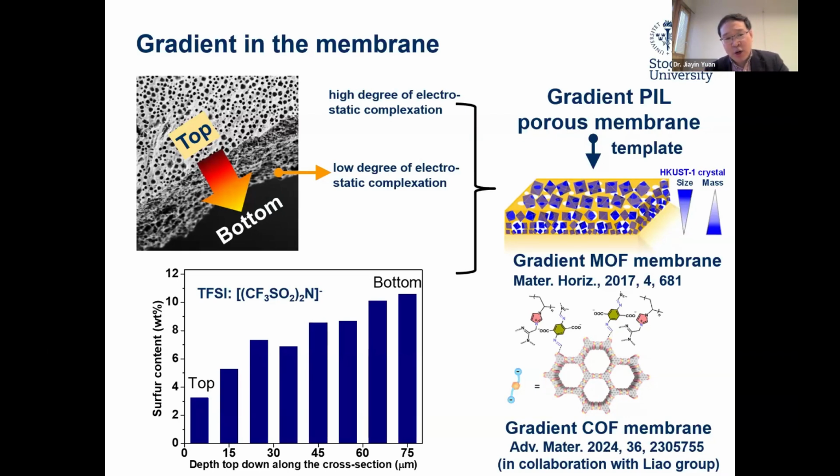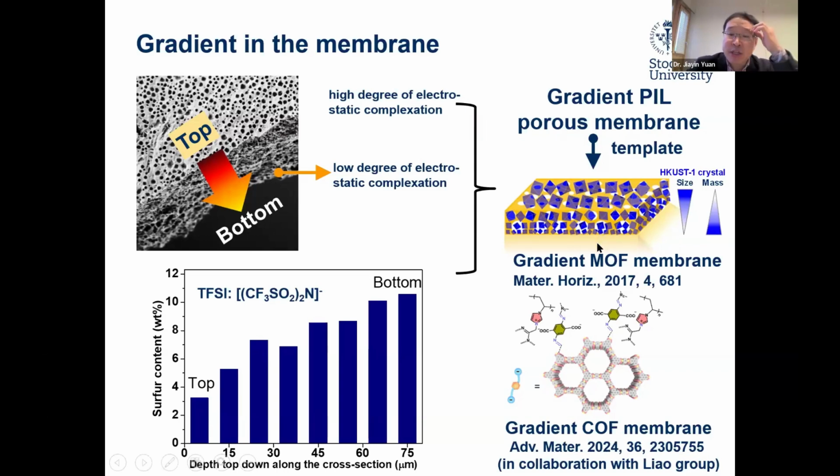The gradient structure is also very helpful to template other functional porous membranes. We use a chemistry here, since we have the PRL with polyacid. If you play the chemistry very well, you could use a gradient membrane to template functional membranes of MOF and COF. In the case of COF, you use trimesic acid to replace polyacrylic acid. Then you could template the MOF membrane.